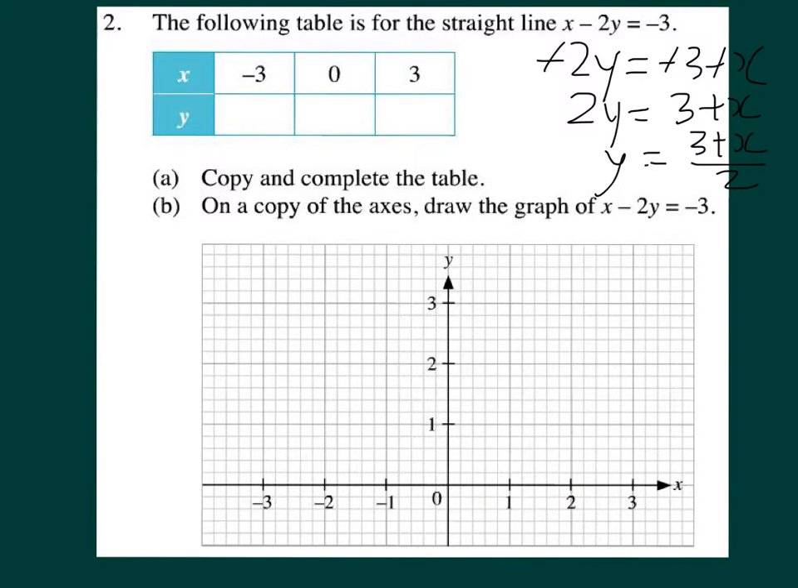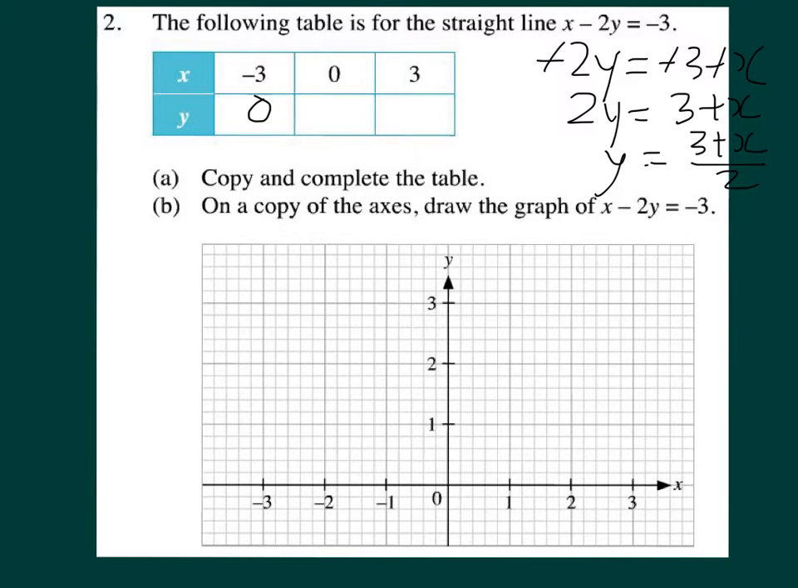Right. So let's take a look at negative 3. Negative 3 I put inside this x here. What's the answer? What does it become? 3 minus 3. Right or wrong? So 3 minus 3 divided by 2. What's the answer? 0. Okay?